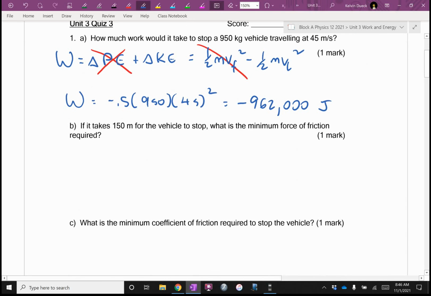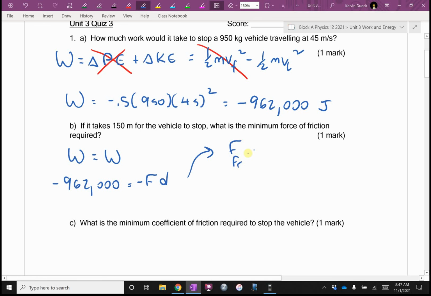What is the minimum force? Now I'm going to say, cleverly, work equals work, which is weird, but I'm going to say negative 962,000, using my answer button, equals force times distance. Now, if you ended up with a negative force, I'll be okay with that. Technically they're in opposite directions, so I would introduce a negative, and I would say friction is positive, but I'm not going to be that fussy.